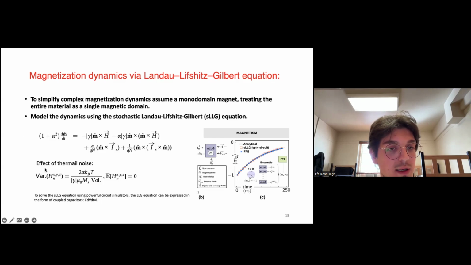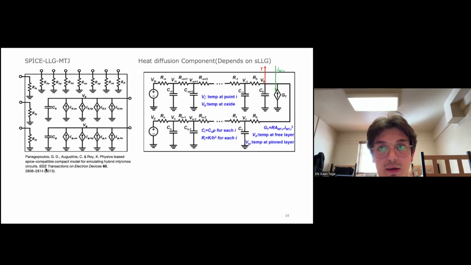To solve this Landau-Lifshitz equation using circuit simulators, the equation can be expressed in the form of coupled capacitors. Here is an example of them. There's an MTJ model, the magnetic tunnel junction model, and there's an LLG part, and this part of the magnetic tunnel junction model is for the heat diffusion component.